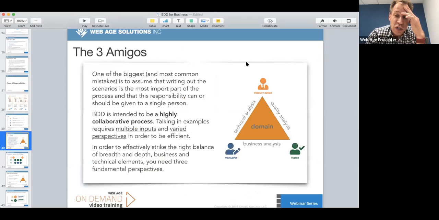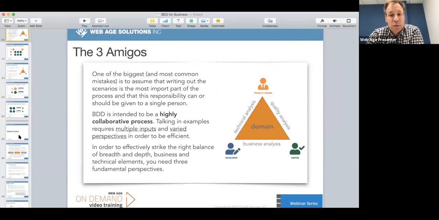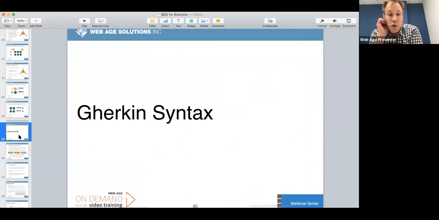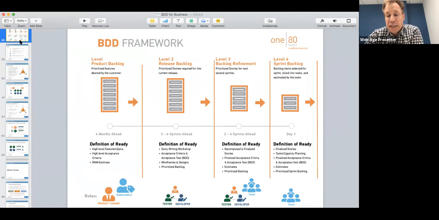And the three amigos is really a concept. So if you need to make it four, five, six amigos, that's fine. Just remember that's a lot of people to be coordinating with, but bring all the roles you need in to write good behavior-driven examples as acceptance tests. All right, more questions about the process on how this works?